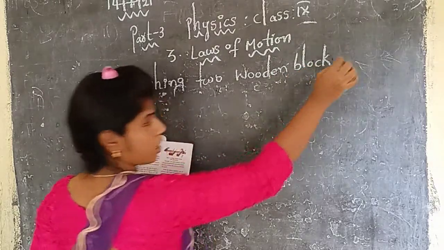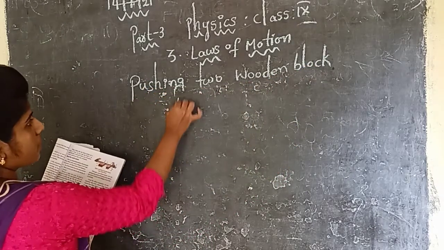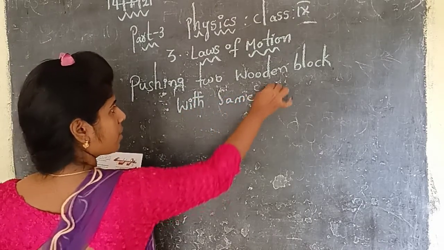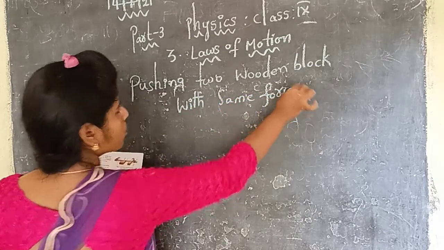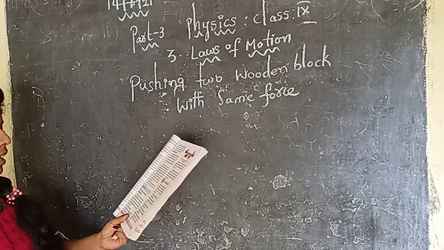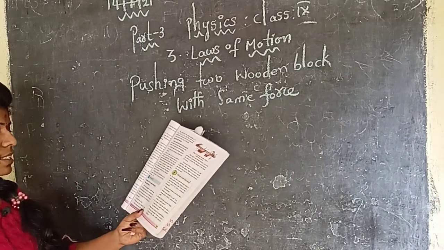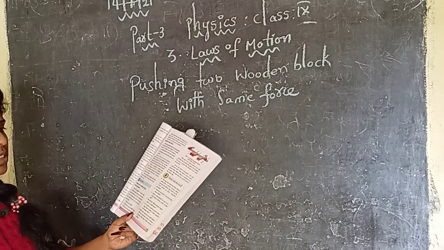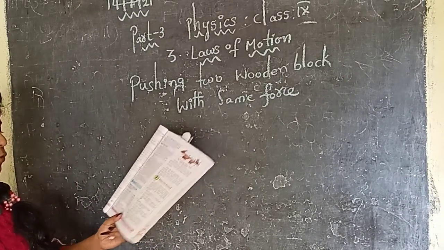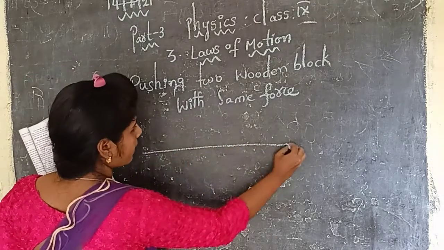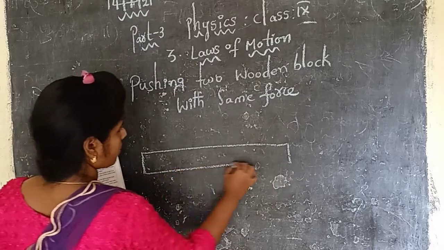What happens to the object? Let us see, with the same force. Read the activity. Take two rectangular wooden blocks with different masses and place them on a straight line which is drawn on a floor. So you have to select rectangular wooden blocks.